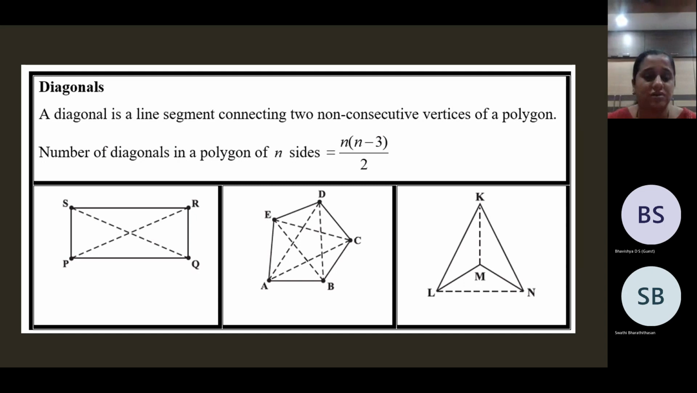You don't have to draw these diagrams. Just make a note of the definition of a diagonal and the formula to find the number of diagonals in a polygon.